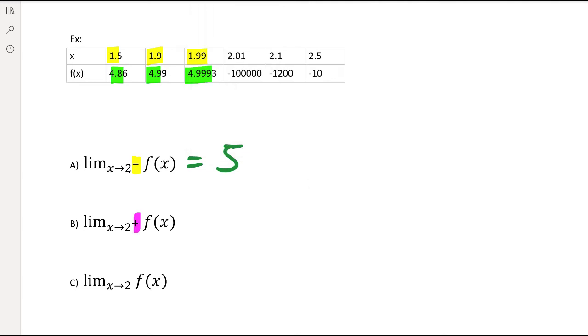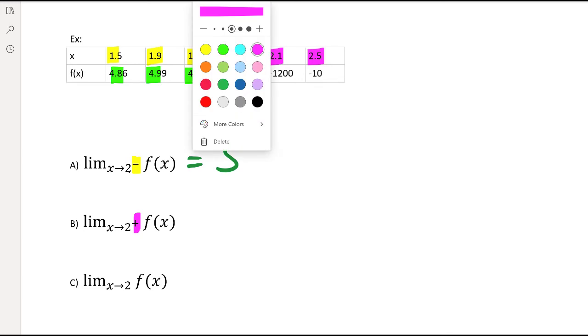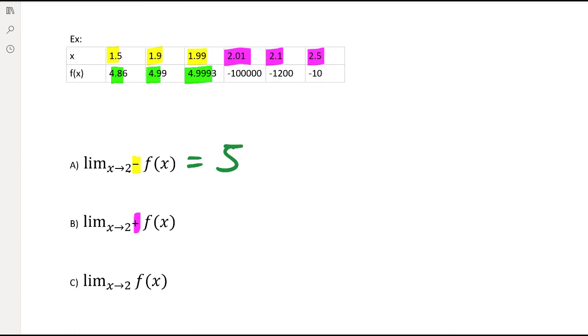From the right. So now we're looking at values of 2.5, 2.1, 2.01. These are all values that are approaching 2, but from the right of 2. The question becomes, what are those values trending towards? Well, these f of x values, we're at negative 10, we're at negative 1200. A negative, I think that's 100,000 there. So notice here, we're not really settling down towards a single value. We're not, like I said, trending towards a single value. It seems like it's just getting, well, in this case, smaller and smaller. We're heading towards negative infinity.